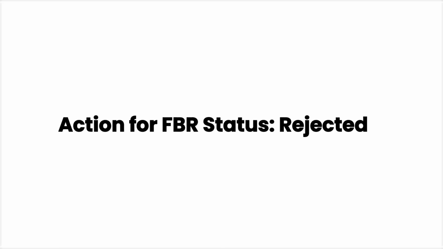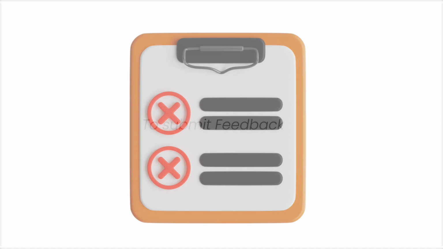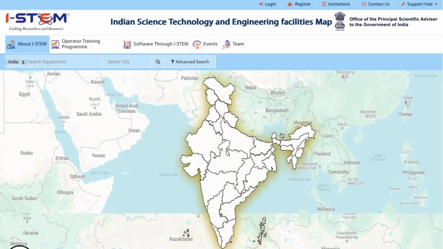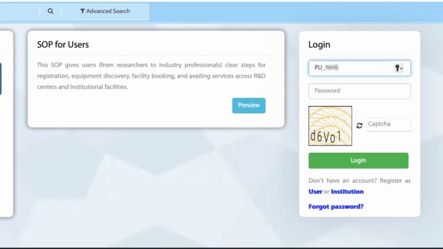Action for FBR status: Rejected. If FBR status is rejected, then public users should submit the feedback. To submit feedback, to act on rejected FBR, log in as a public user.